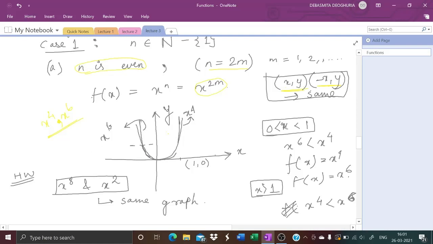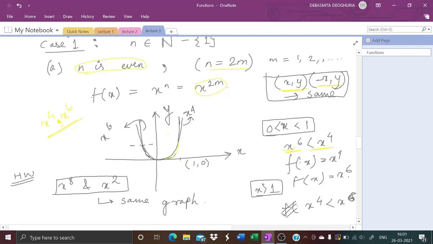So how would it be? I will divide the domain in two parts, from 0 to 1 and 1 to infinity. I will draw this for one side only, the positive direction of the x-axis, because it would be symmetric. Whatever is on the left hand side would again be on the right hand side. From 0 to 1, x is a fraction, so the value of x to the power 6 would be less than the value of x to the power 4, isn't it? So if this is the graph of x to the power 4, the graph of x to the power 6 would go below it, because it is smaller.